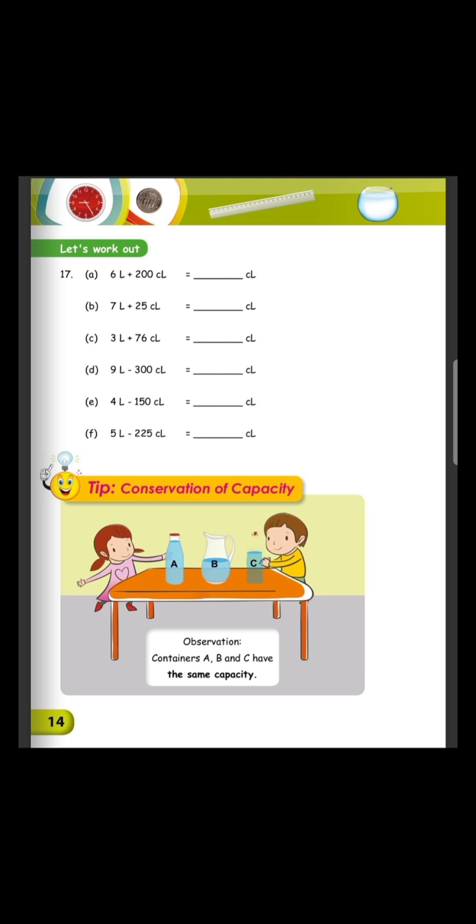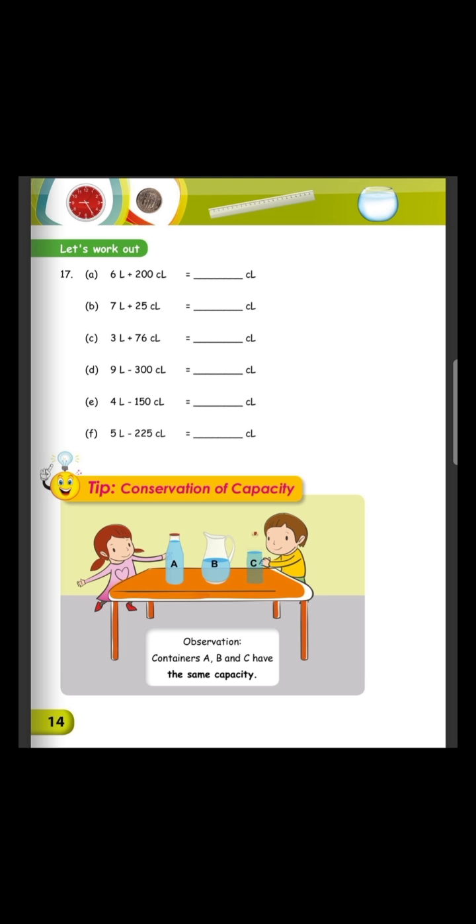We just have to turn the liters into centiliters, and then we should add. So 6 liters plus 200 centiliters. 6 liters is equal to how many centiliters? Yes, 600. So 600 plus 200, you have to work this out.